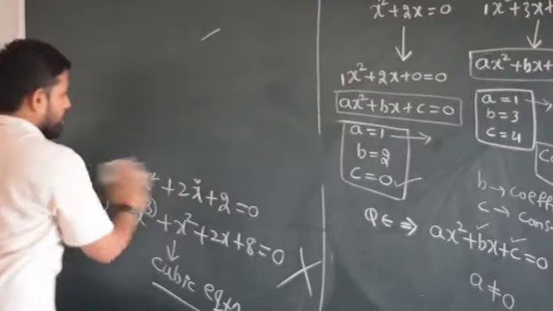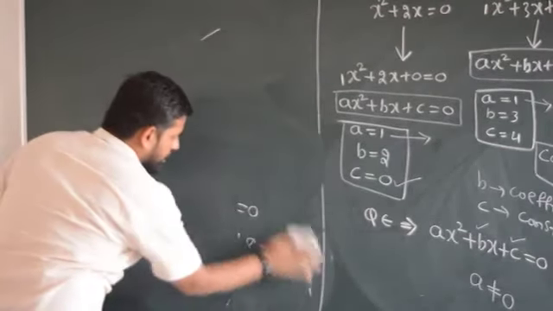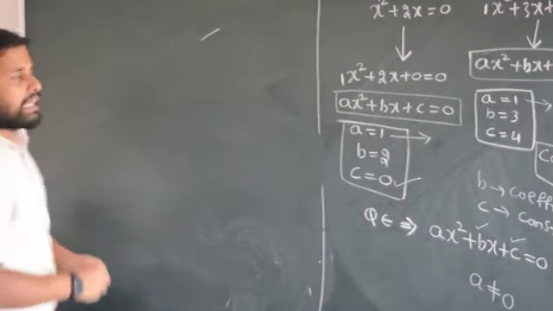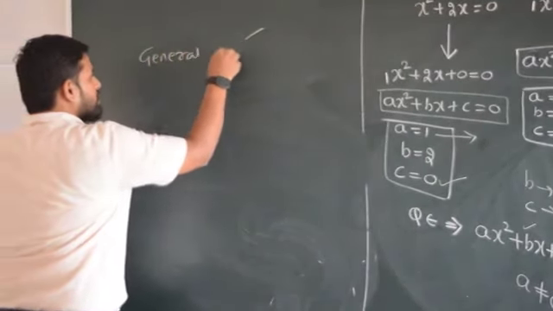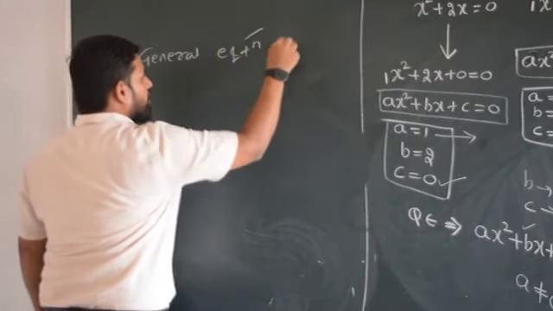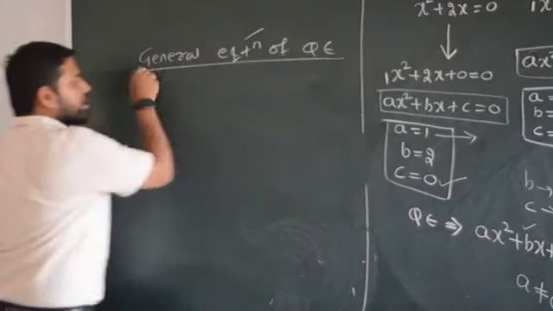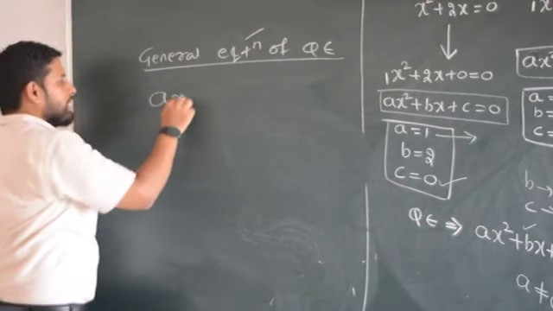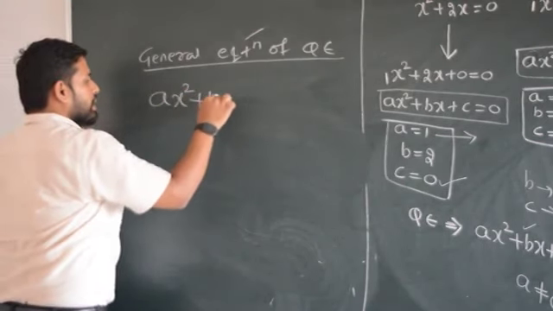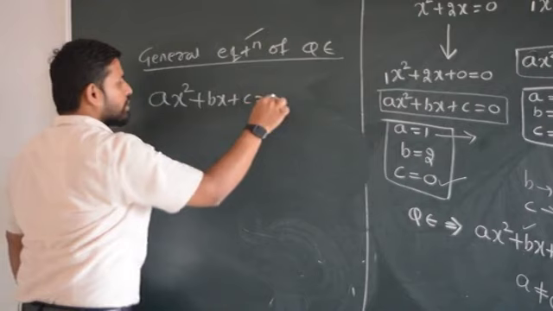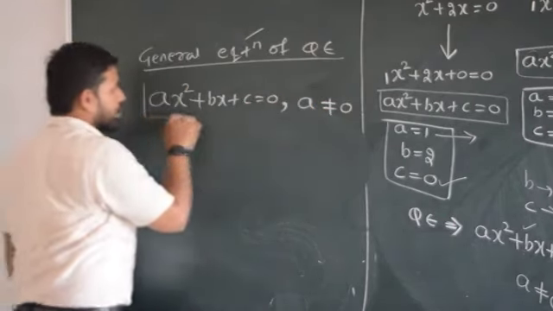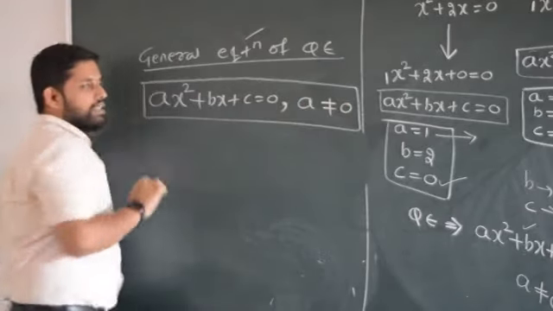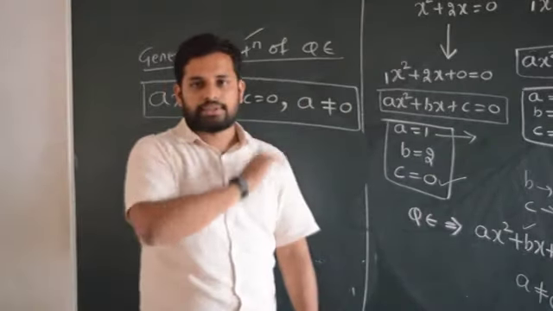So basically the conclusion of this class is the general equation. What is this? General equation or general formula of quadratic equation is ax square plus bx plus c is equal to 0, where a is not equal to 0. Please keep it in mind, and in the next class we will keep on building the text.